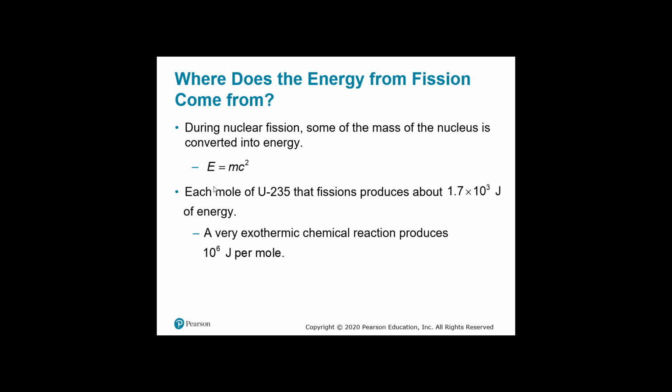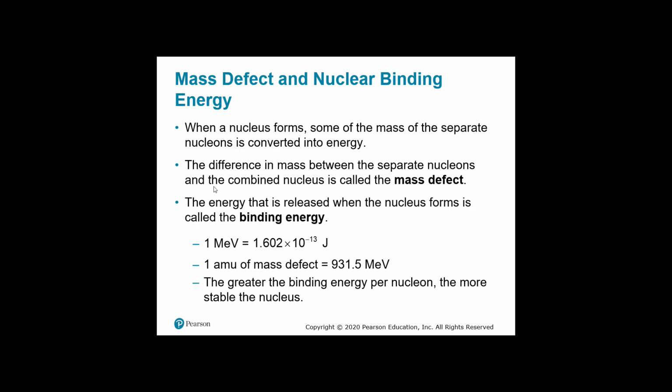So during nuclear fission, some of the mass of the nucleus is converted into energy. Each mole of uranium-235 that fissions produces about 1.7 times 10 to the 13 joules of energy. A very exothermic chemical reaction produces about 10 to the 6 joules per mole. So we're going to start looking at the energy and actual values in this section.